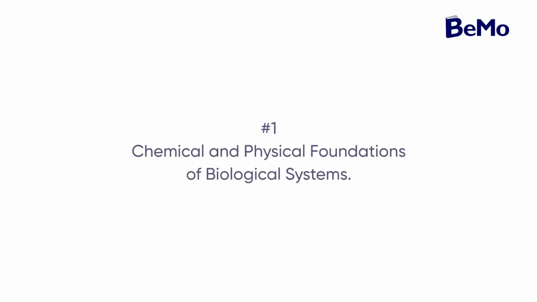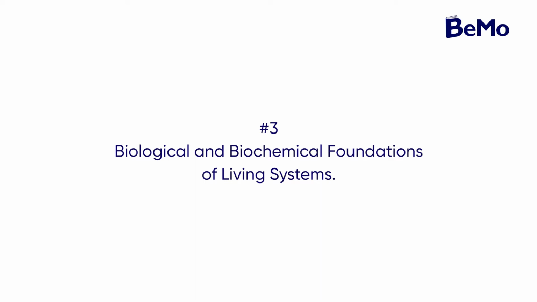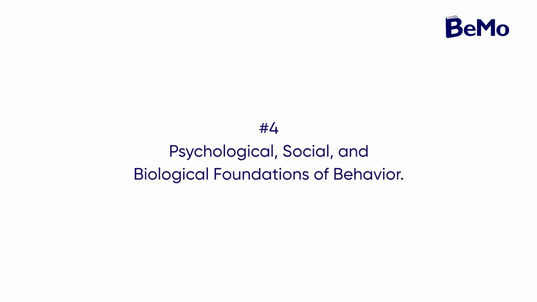On exam day, you will complete each section of the MCAT in the following order: chemical and physical foundations of biological systems, critical analysis and reasoning skills, biological and biochemical foundations of living systems, and lastly, psychological, social, and biological foundations of behavior. Most sections are 95 minutes in duration, except CARS, which is 90 minutes long.